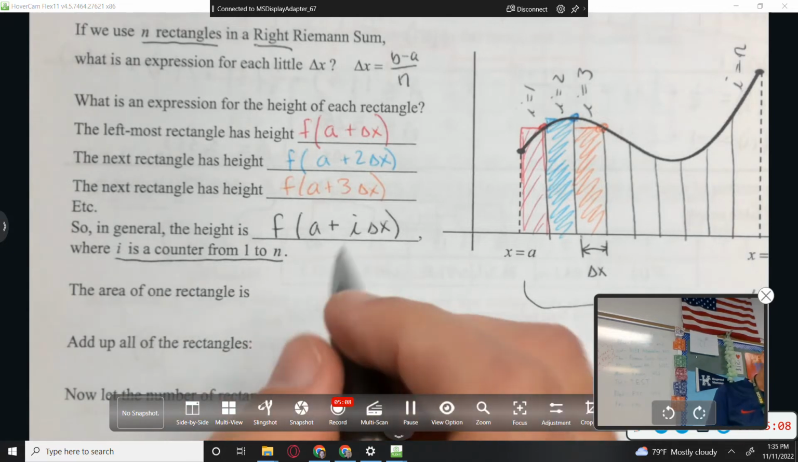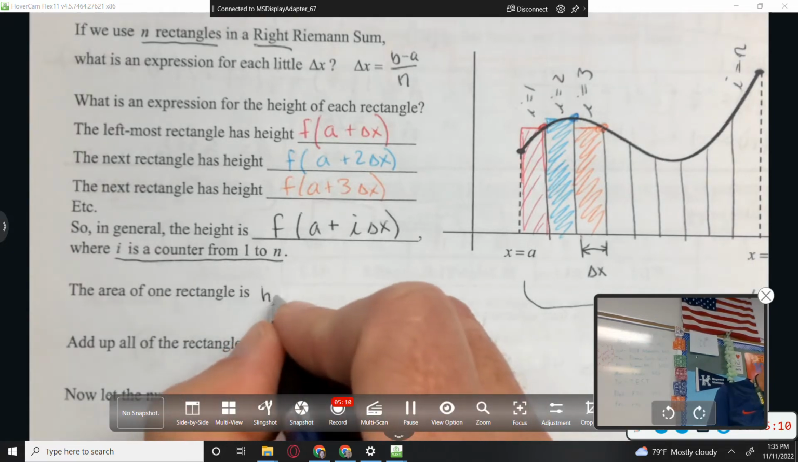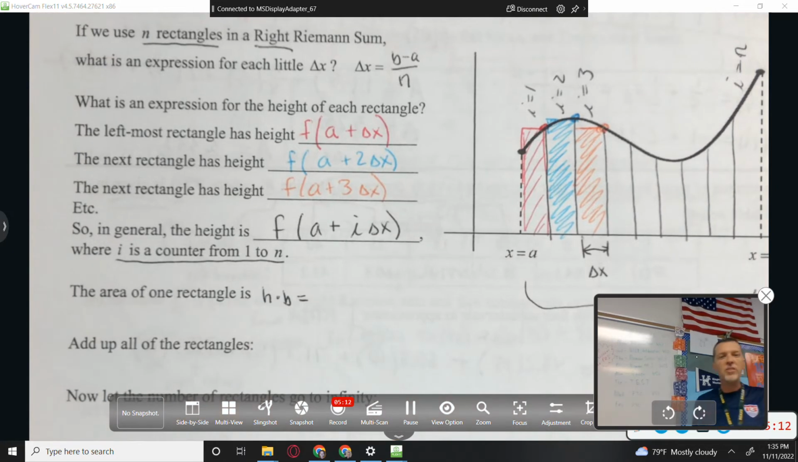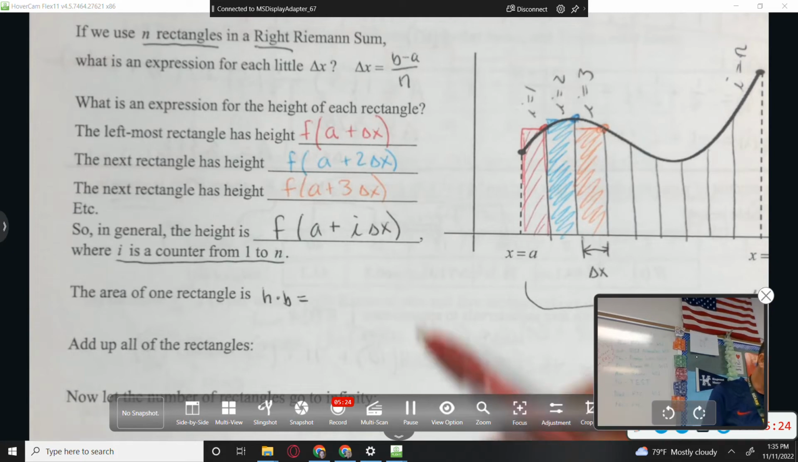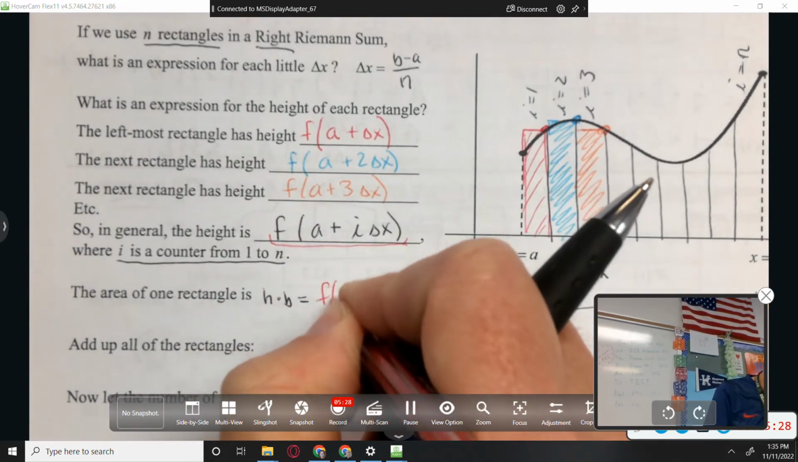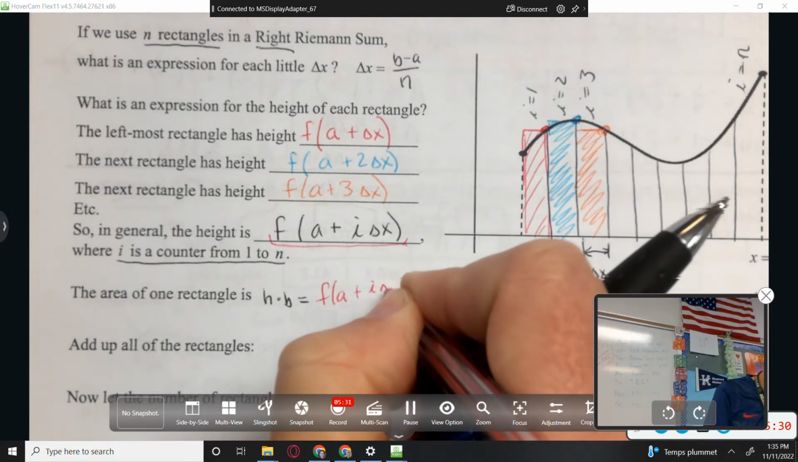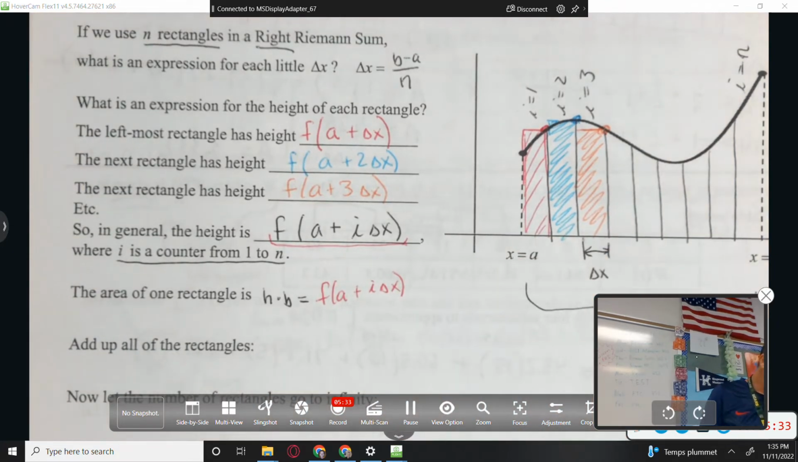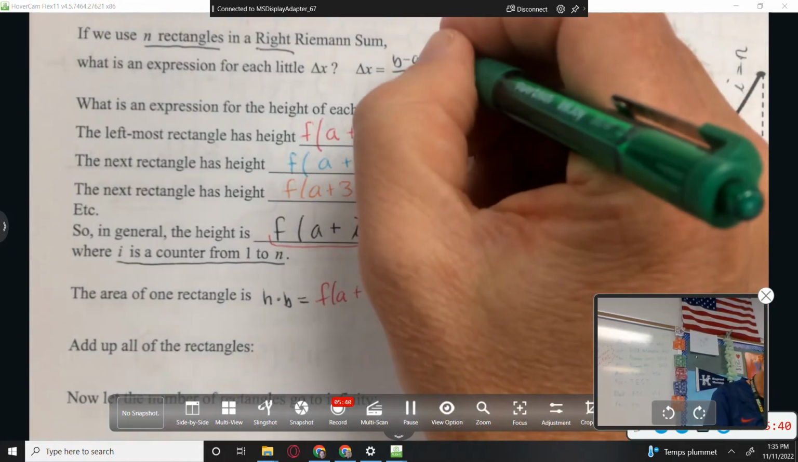Right, the area of one rectangle is, I'll start with just basic geometry here, height times base. I usually say base times height, but it'll look nicer if we say height times base. So we already have the height, that's f of a plus i delta x. That's the height. The base, that's delta x.